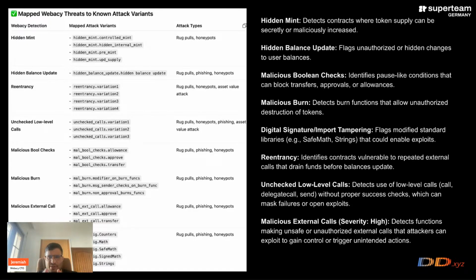There are some definitions on the side, but these are all different malicious or vulnerable features of a contract that play a role in the different types of attacks mentioned in the attack types. Something we do differently is we go a little deeper and have different variants of these attack domains, and these are all involved in these types of attacks as well.